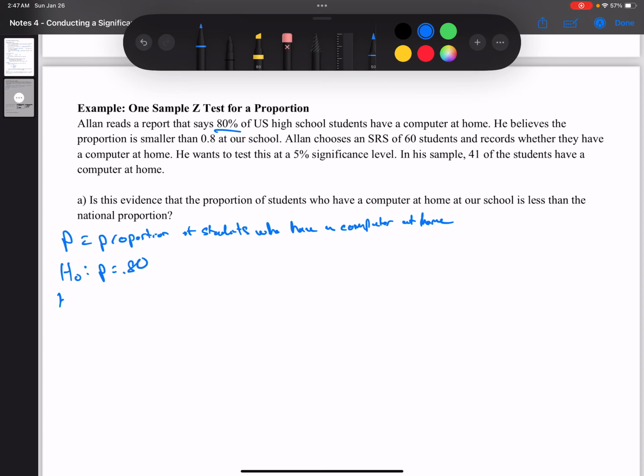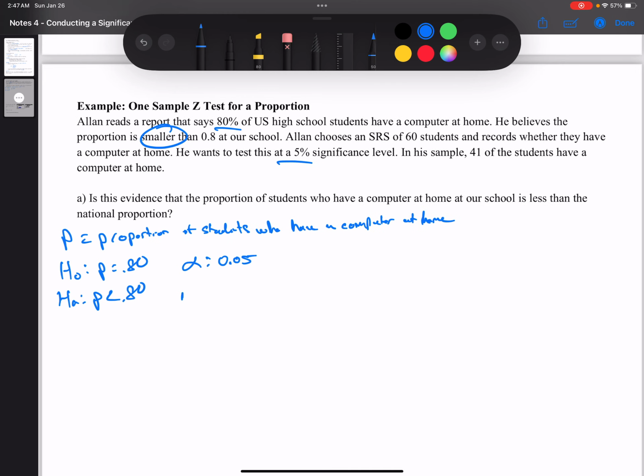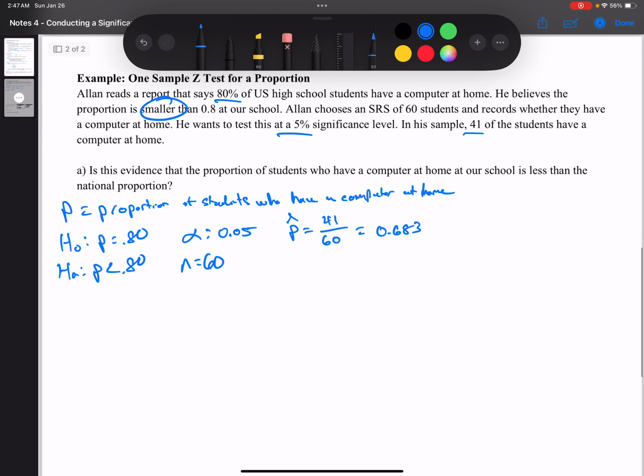Okay. And our alternative, what does he believe? He believes the proportion is smaller. So we're going to do p is less than 0.8. Okay. And let's say he chooses to do this test at a 5% significance level. So that means our alpha is going to be 5%. And let's see, he's doing a sample of 60 students. I'm also going to write my n down, and he says 41 say yes. This means p hat's going to be 41 over 60, which is 0.683. All right, and that is all the variables I will have to use in this problem.